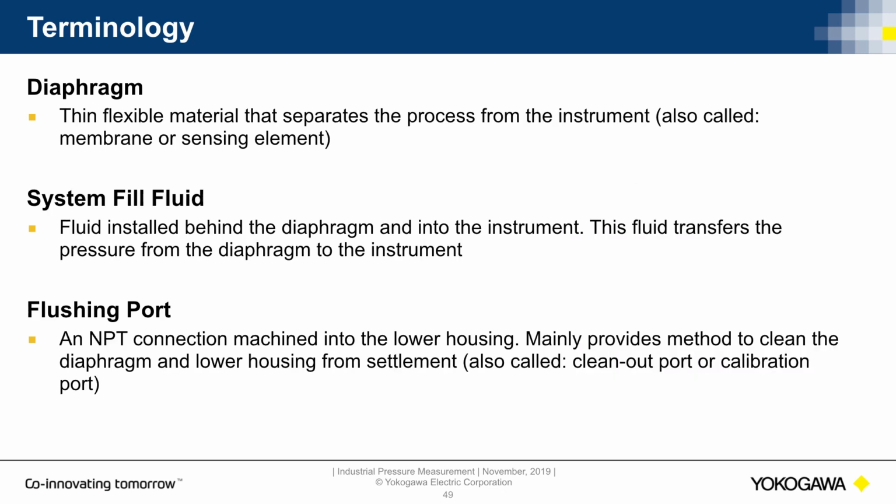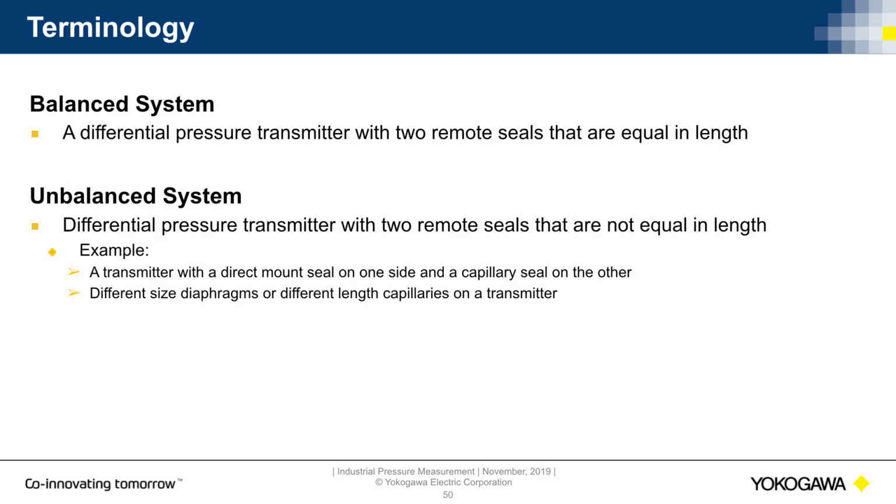The diaphragm itself is this thin, flexible material that's directly contacting the process; sometimes it's called the membrane or the sensing element. You have a system fill fluid, which is what's behind the diaphragm and going into our pressure transmitter, transferring that pressure from the diaphragm to the instrument. And then a flushing port: this is a spacer in between your process flange and the diaphragm seal that can have connections that you can calibrate from, sometimes called a calibration ring, but also you can flush that process connection if there is buildup or any issues like that. Some other terms: a balance system.